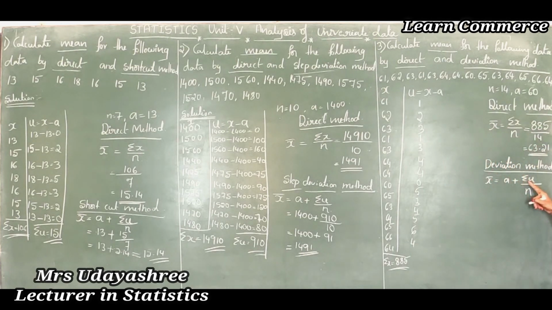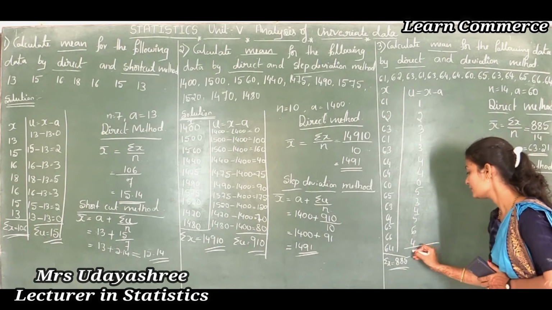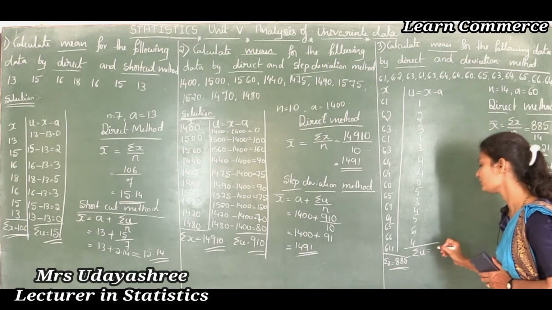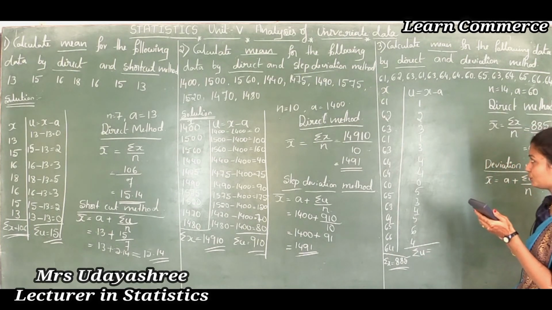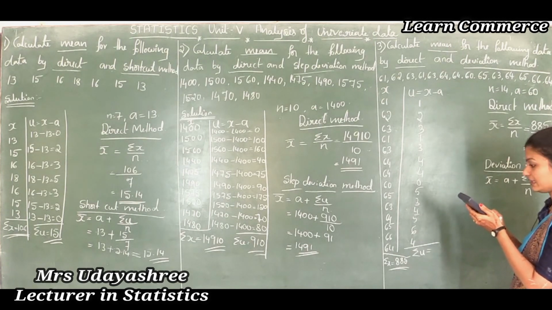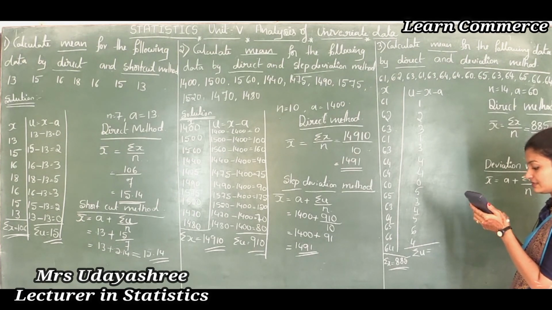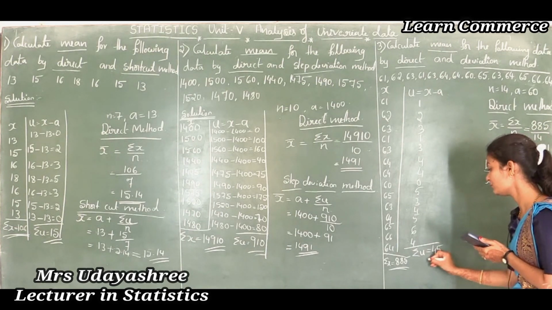Based on the formula we need the sum of u. Therefore we need to find the total of these u observations. That is 1 plus 2 plus 3 plus 1 plus 3 plus 4 plus 4 plus 0 plus 5 plus 3 plus 4 plus 5 plus 6 plus 4, which is 45. So here sum of u is 45.